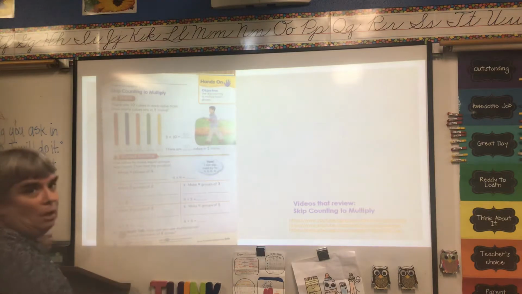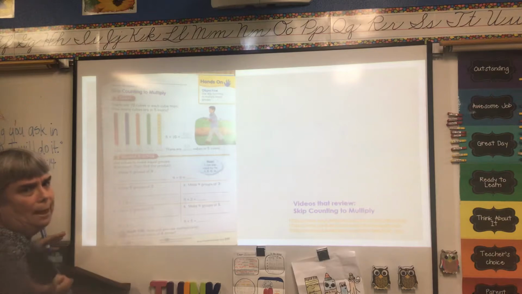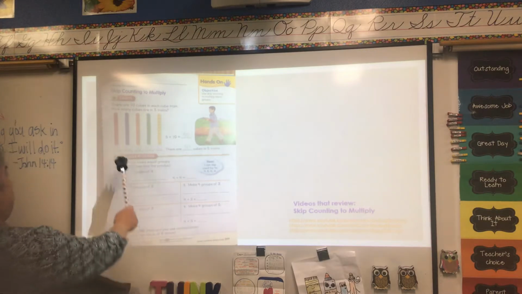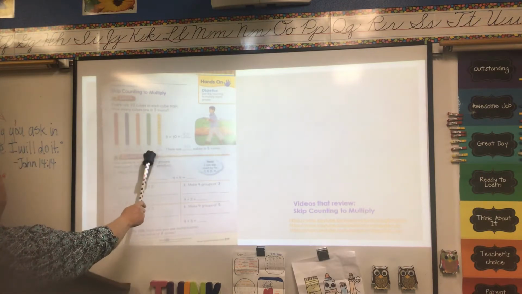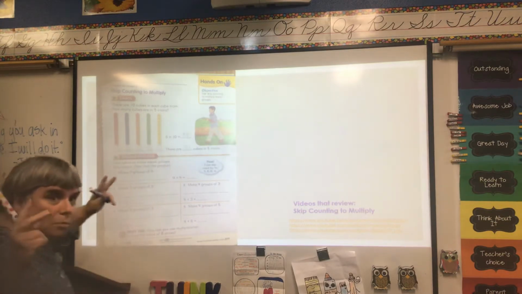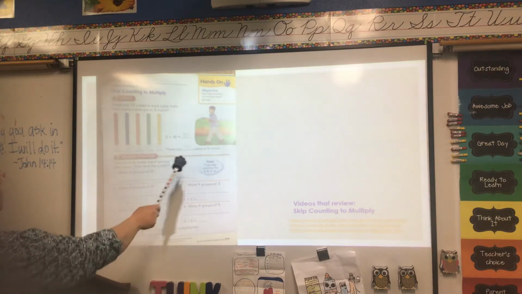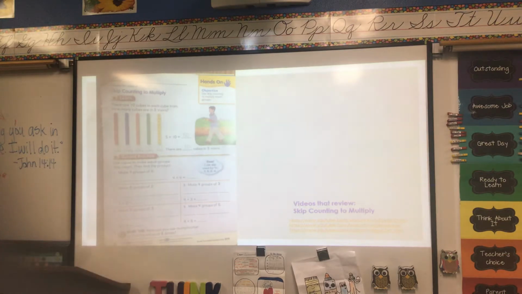So they did skip counting by 5. Not a hard thing to do. You guys probably did that in September this year. So here we go, 10, 20, 30, 40, 50. So then we know there are 5 cube trains, so that 5 times 10 is 50. There are 50 cubes in 5 trains.